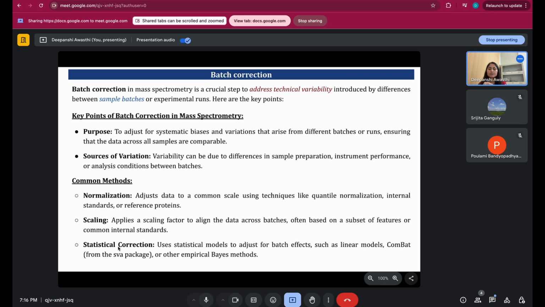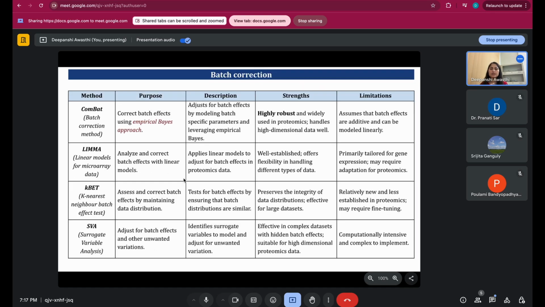And then the third method is statistical correction, in which you use statistical models to adjust the batch effects, such as linear models, ComBat, and other empirical Bayes based methods. So these all are the methods which are used to deal with batch correction. And in this table I have shown different methods, what their purpose is and what they do, what their strengths are and what different limitations are attached to them.